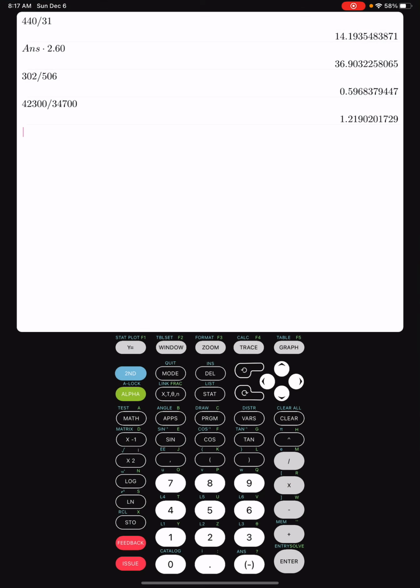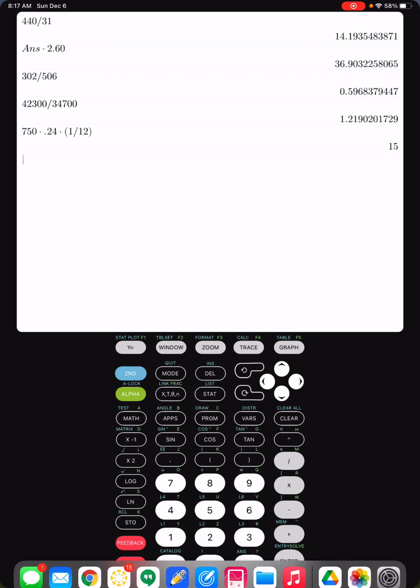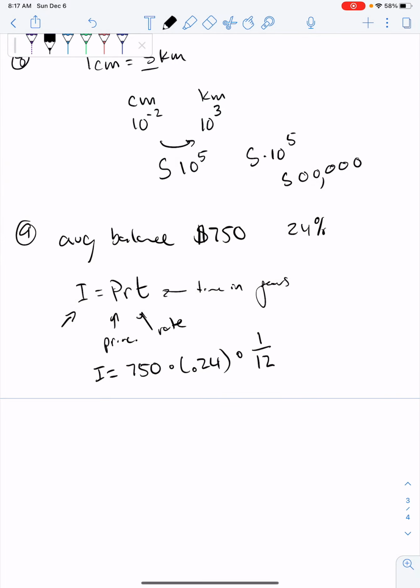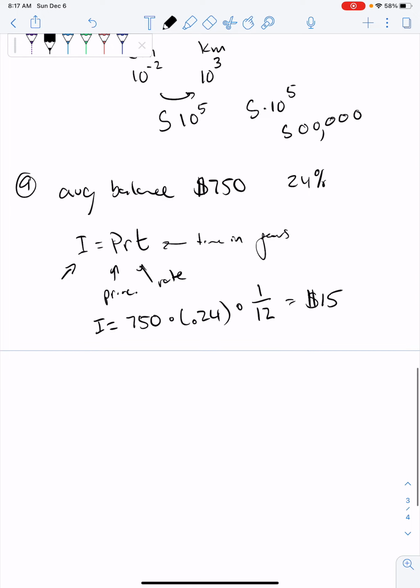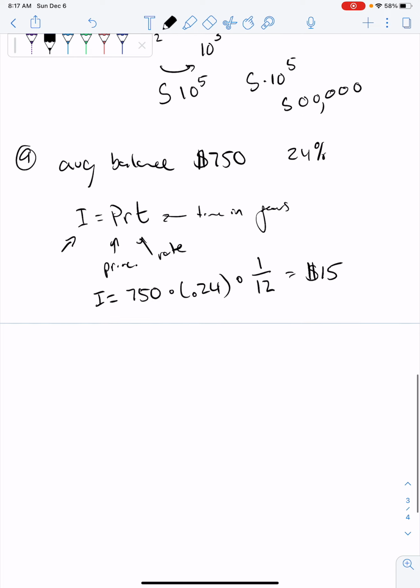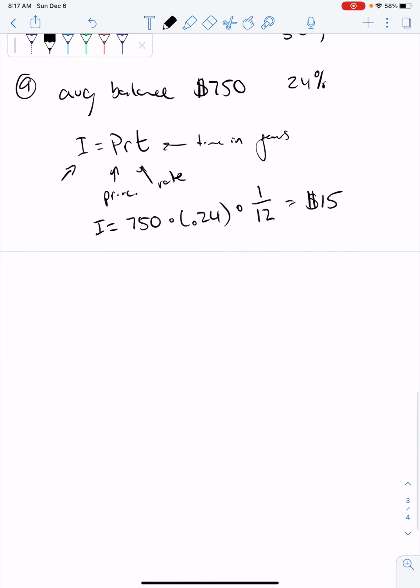So I'm going to put 1/12. When I go to my calculator and I do 750 times 0.24, and then times 1/12, that's going to give me $15. That's our units in dollars, right? That's how much we're paying. So every month you would be paying $15 in interest back to the credit card company.